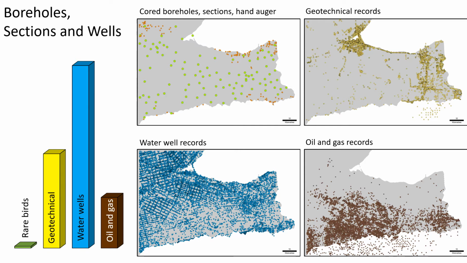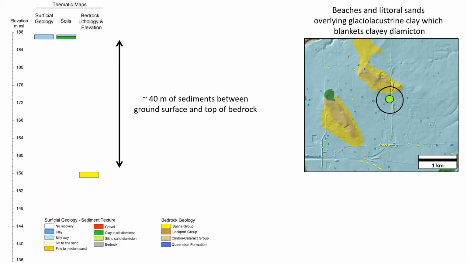Instead, we need to look to geotechnical records clustered around cities and roads, oil and gas records corresponding to major pools, and by far the most plentiful and widespread, water well records, the sparrows of the modeling world. So how do all of these different data stack up?